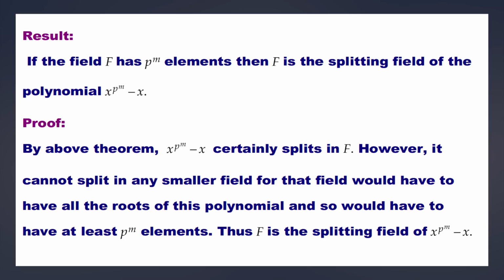Can you guess what will be the splitting field of the polynomial? This will be described in the next result. If the field F has p^m elements, then F is a splitting field of the polynomial x^(p^m) minus x. The proof: by the above theorem, x^(p^m) minus x certainly splits in F. However, it cannot split in any smaller field, for that field would have to have all the roots of this polynomial and so would have to have at least p^m elements. Thus, F is a splitting field of x^(p^m) minus x.